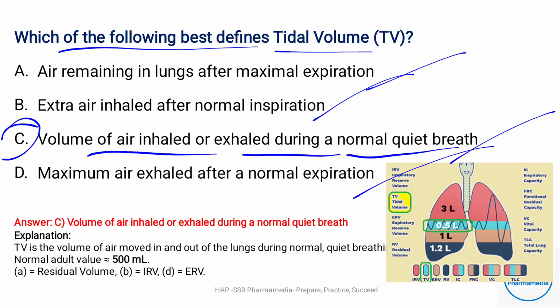Tidal volume is the volume of air moved in and out of the lungs during a normal quiet breath. Nearly, the tidal volume is 0.5 liter, that means 500 ml in an adult. So residual volume is equal to inspiratory reserve volume and expiratory reserve volume.